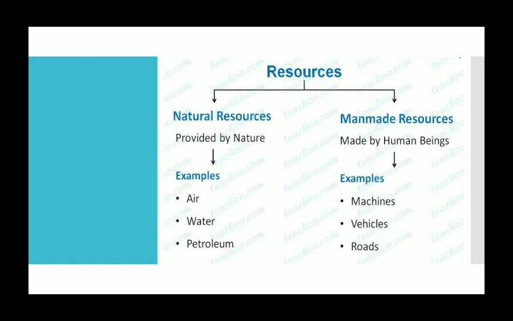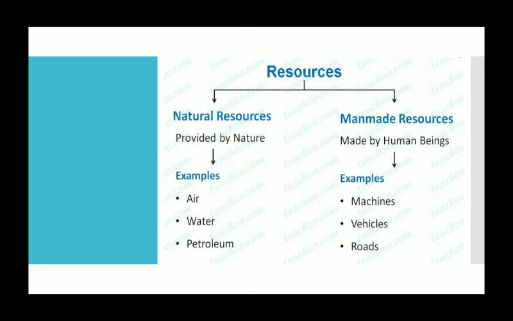Now, second topic, classification of resources or types of resources. Generally, there are two types of resources. One is called natural resource, and second is called man-made resource, or sometimes called human-made resources. What are natural resources? Those resources which are provided by nature or which are drawn from nature, such as air, water, petroleum, soil, forests, minerals, etc. These are taken from nature and they are called natural resources.